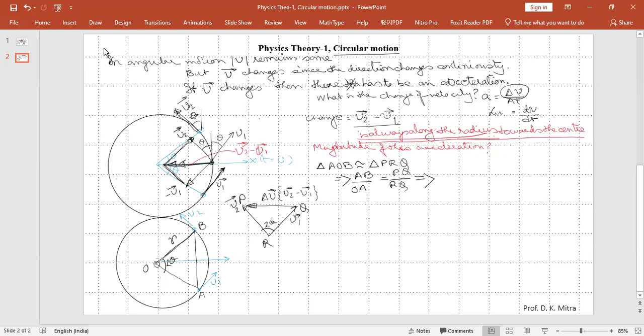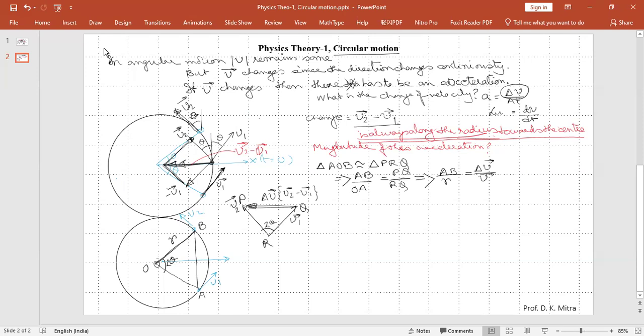From here, what we get? AB by OA, OA or OB actually being the radius of the circle, is equal to PQ. PQ is actually del V vector divided by RQ, which is the small v vector. Rather, only the velocity vector.